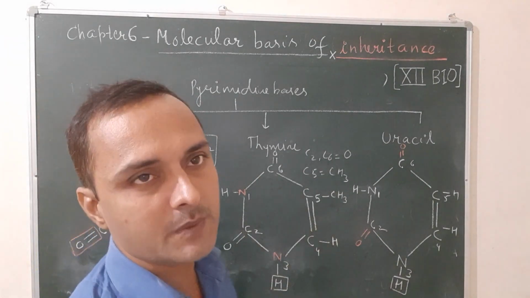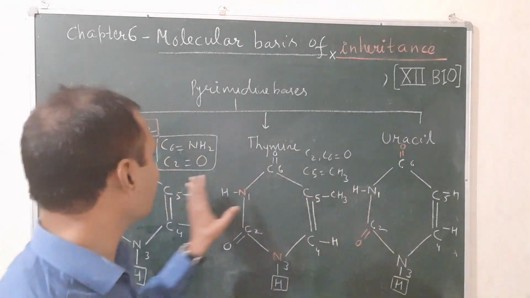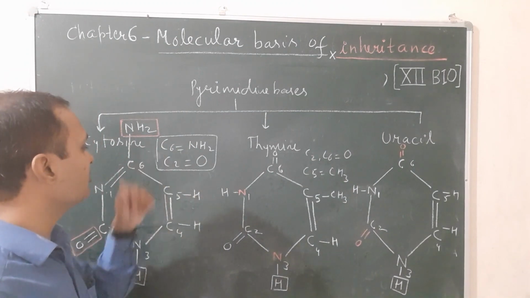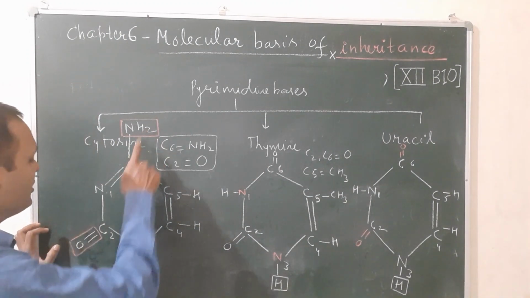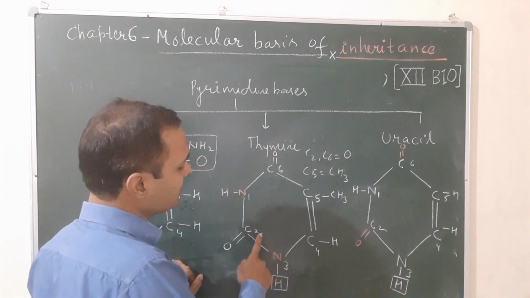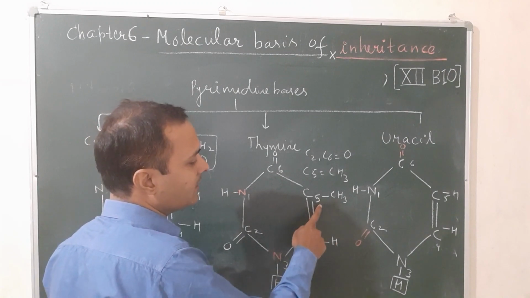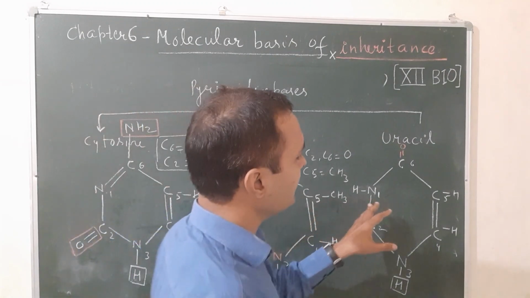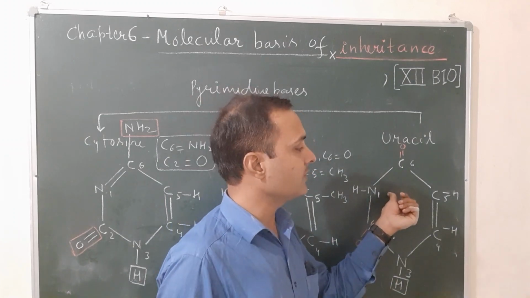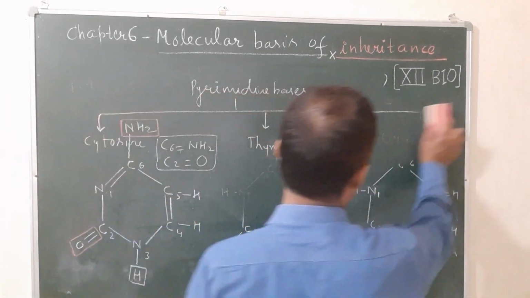So how many types of pyrimidine base examples? 3: cytosine, thymine and uracil. In case of cytosine, the C2 position contains an oxy group and the C6 position contains an amino group. So it is also known as 6-amino 2-oxy pyrimidine. In case of thymine, it contains oxygen at carbon number 2 and 6 and it contains a methyl group at carbon number 5. In case of uracil, it contains only C2 and C6 position oxy groups. Methyl is absent. Okay, let us see the structure of purine base.